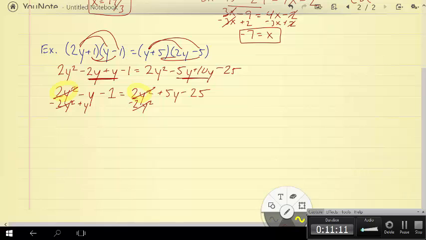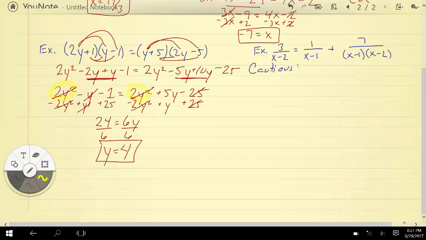So then we finish solving like we would any other linear equation. We add the y over to get the variables together. We add the 25 over to get it away from the variables. And we get that 24 is equal to 6y. Dividing by 6 gives us that the solution for this equation is y equals 4.